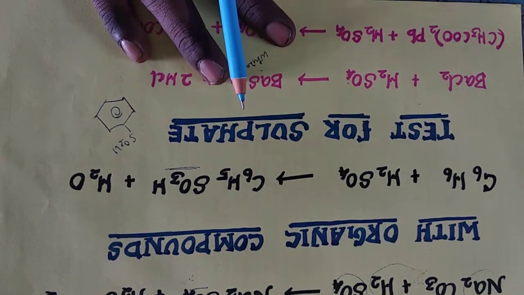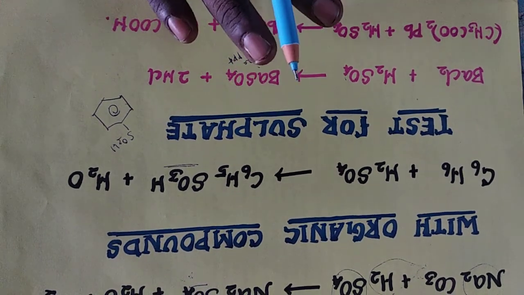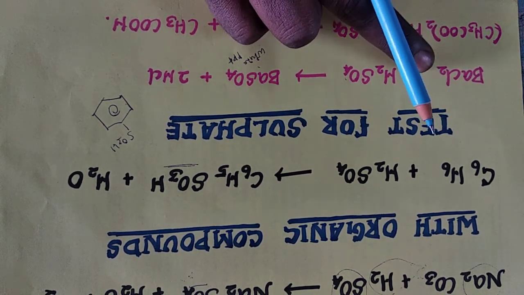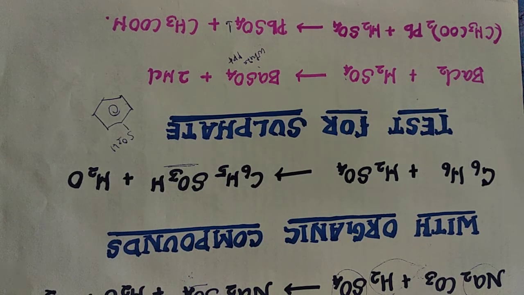Then test for sulfate. There are 2 methods for identifying sulfate radical. Those are the barium chloride test and the lead acetate test. In both the tests, a white precipitate will be found. So with this, the concept of sulfuric acid is over. Go through and learn well. Thank you.